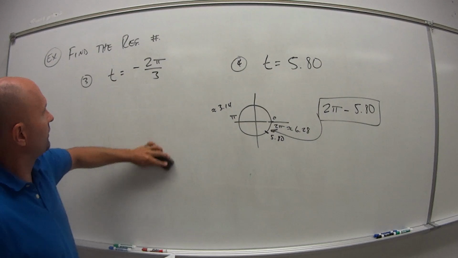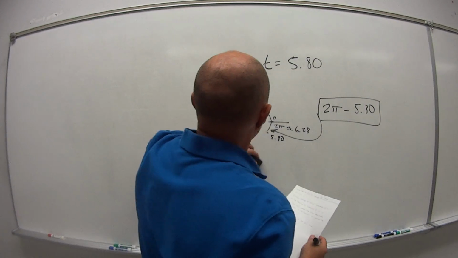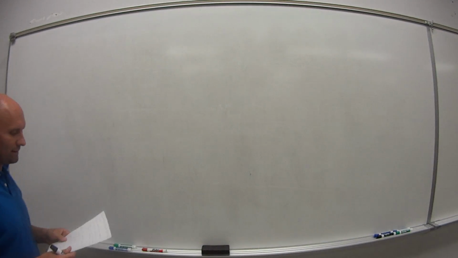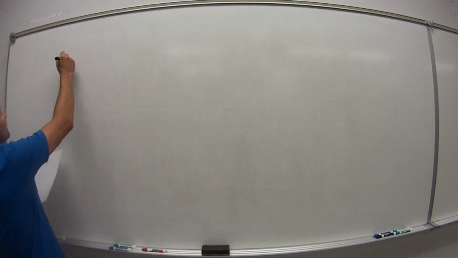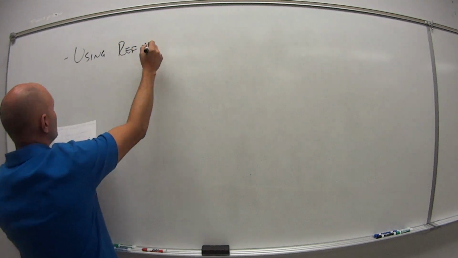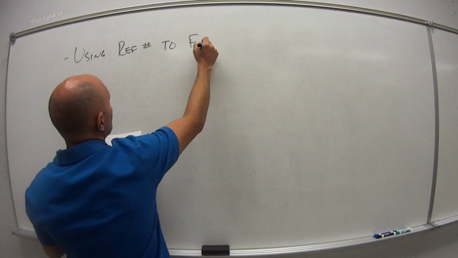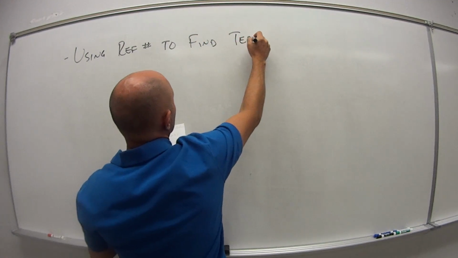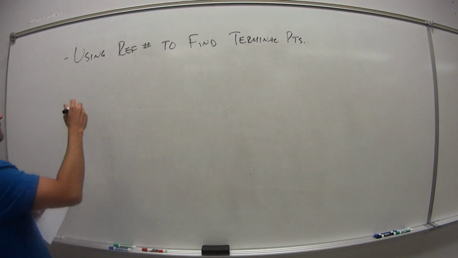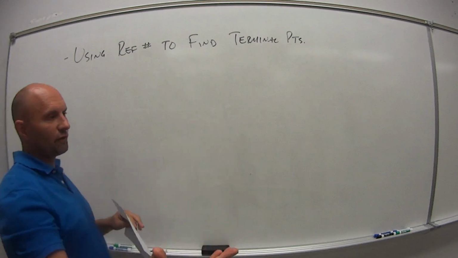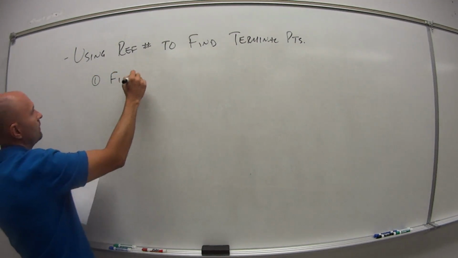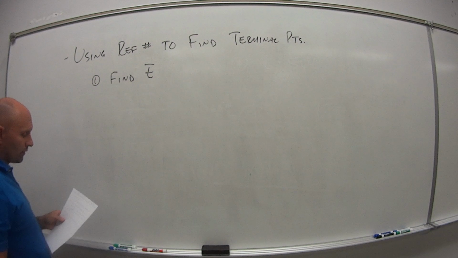All right, so last part of section 5.1 is where we're using reference numbers to find terminal points. And to be honest with you, we kind of already did that a little bit. I sort of jumped you guys ahead, but it'll just make this a little bit easier, hopefully. So using reference numbers to find terminal points. If we're given t equals something and we want to find that terminal point, we can do the following. First is find t bar, our reference number.